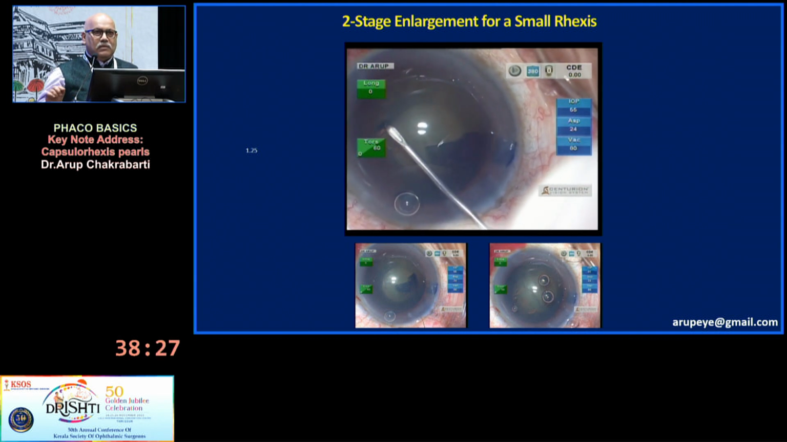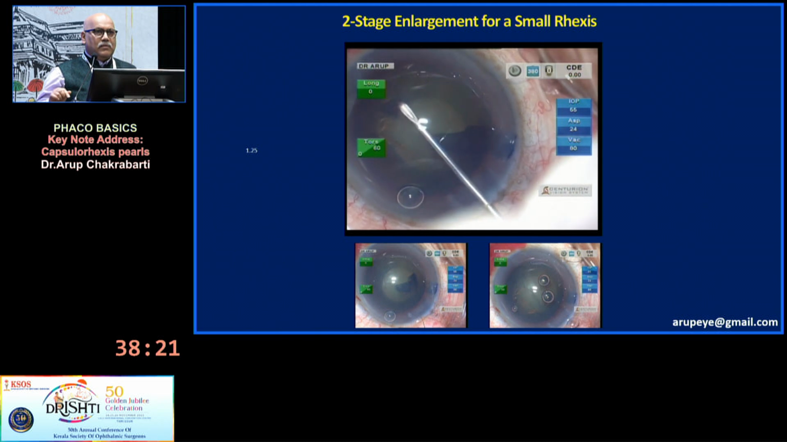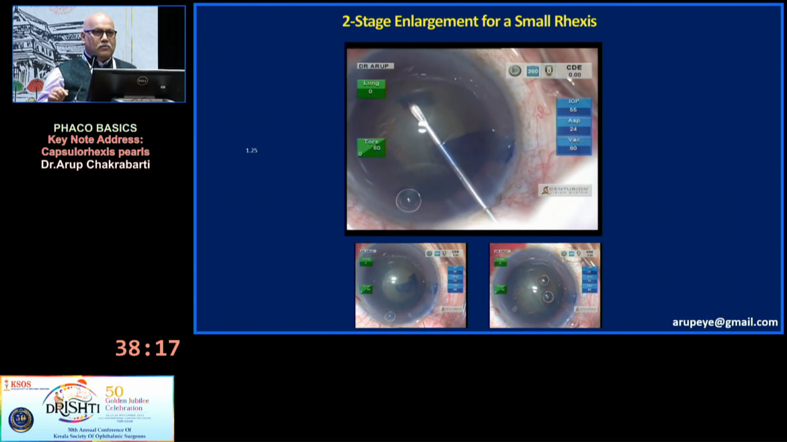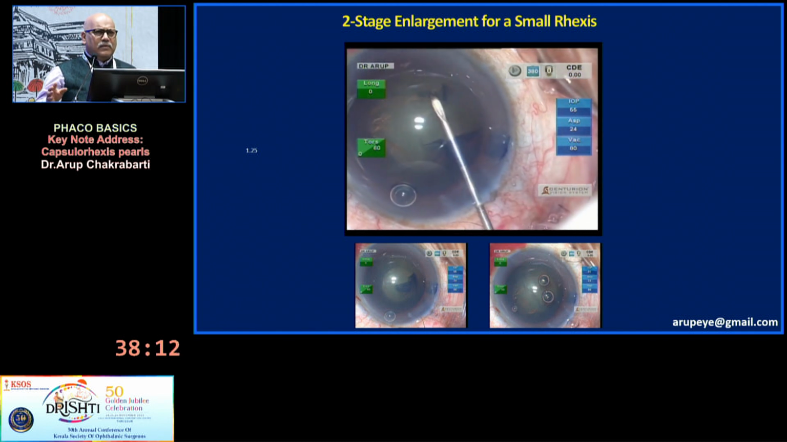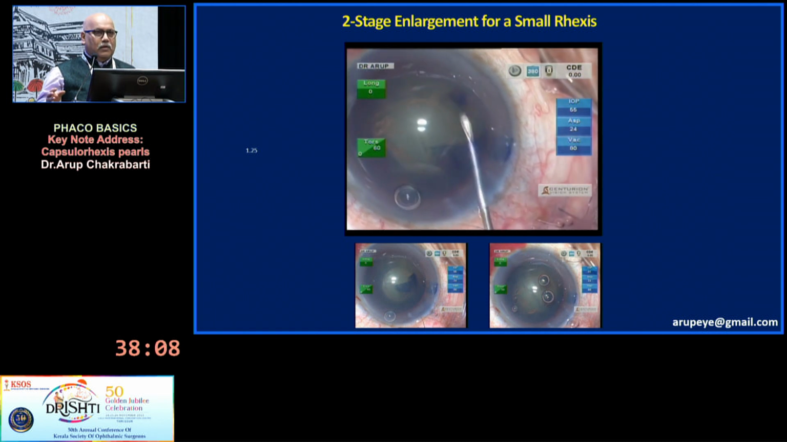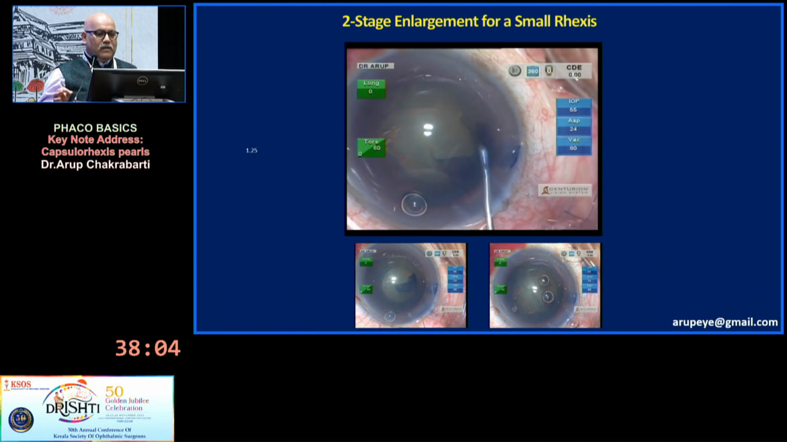So I used the same cystitome to create a nick on the rhexis margin and then enlarged it. This process can be done with microrhexis scissors, and then you can use microrhexis forceps from the main incision or from the side port. Most of the time I use the cystitome, in case it is not an intumescent cataract. Then of course you need to have a proper grasp and proper purchase on the capsular flap.